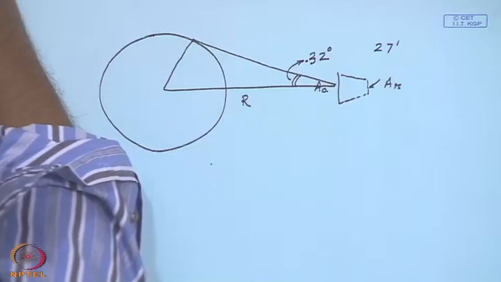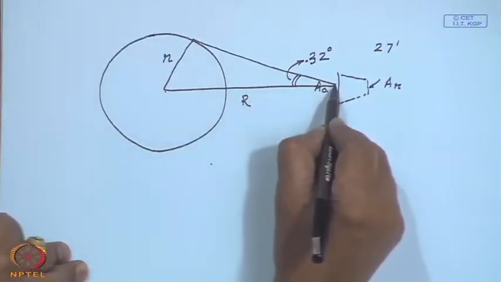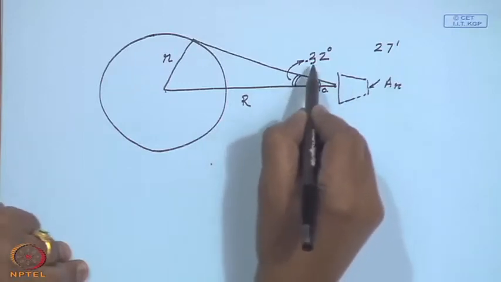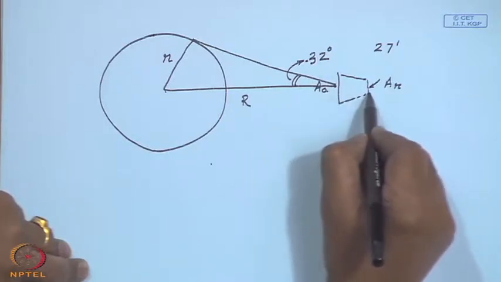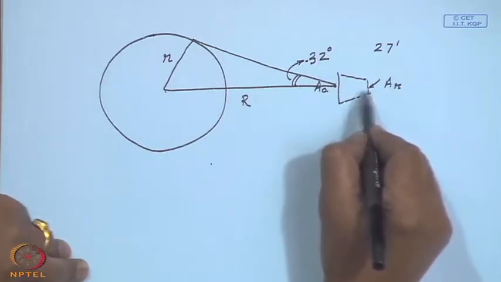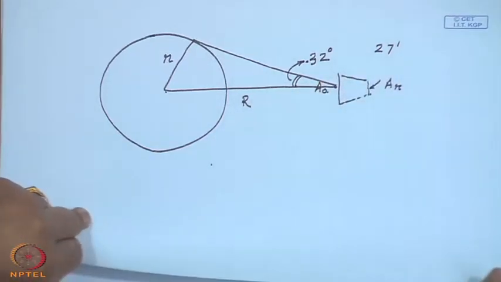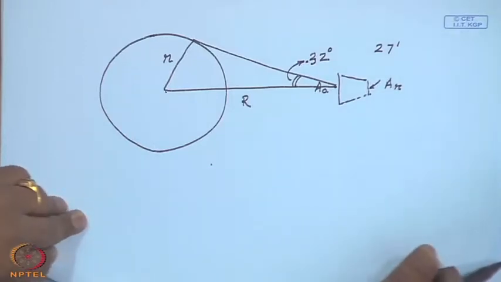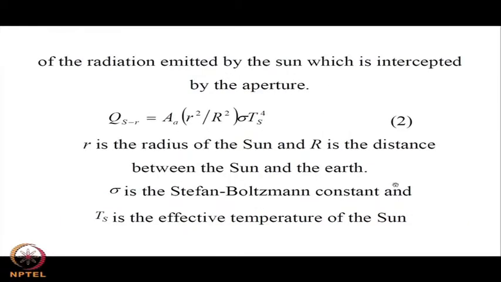For a perfect concentrator, this is the sun of radius r at a distance from the earth of capital R, and the angle subtended is 0.32 degrees onto the aperture area, and AR is the receiver area. You do not have to worry that this should be before or after, it is only a symbolic representation. That shows AA is not equal to AR, AR is a smaller thing. The issue is, if we consider a circular concentrator, can I make AR almost 0, making the concentration ratio infinity?